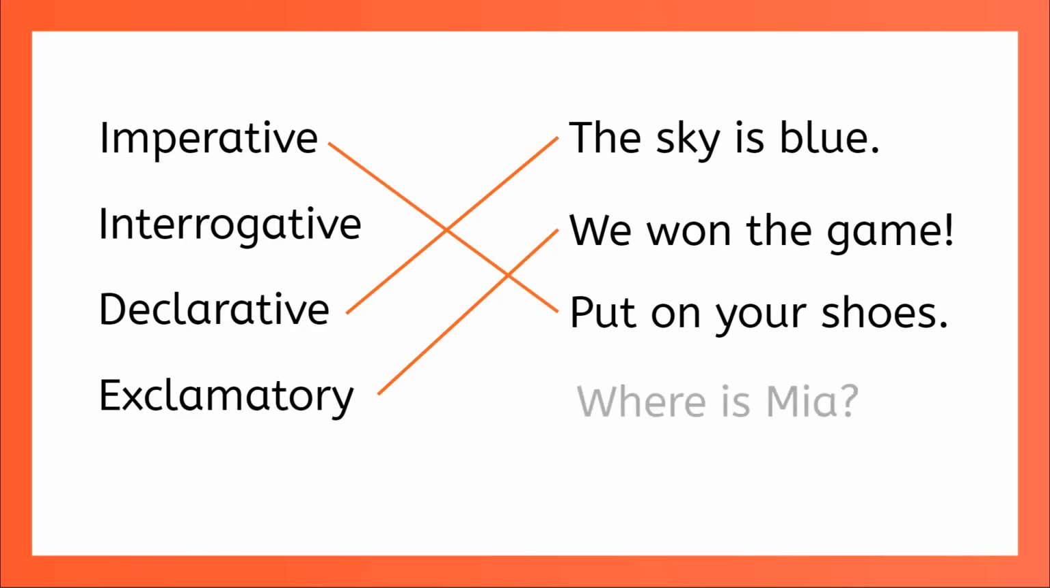Last one. Where is Mia? You see that question mark, and you know that when we ask a question, we are using an interrogative sentence. Hey, where is Mia anyway? Oh, here's Mia, ready to review what we've learned today.